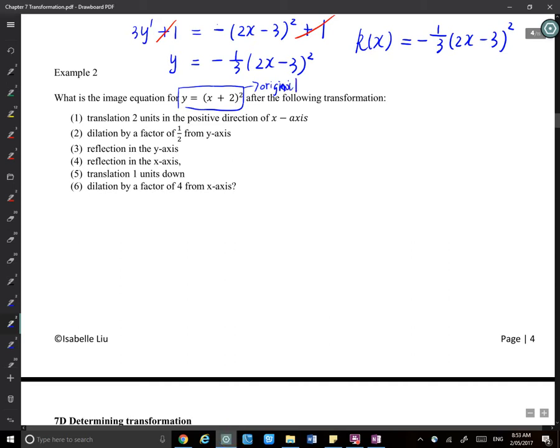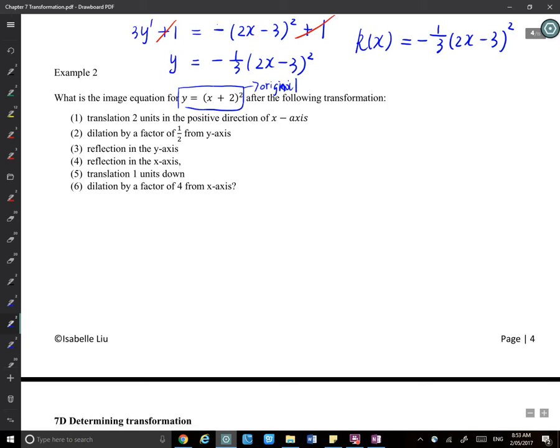That's the original equation, and the following transformations are applied. The numbers 1, 2, 3, 4, 5, 6 give the order in which the transformations happen. One happens first, then second, then third. Do not change the order of transformation.